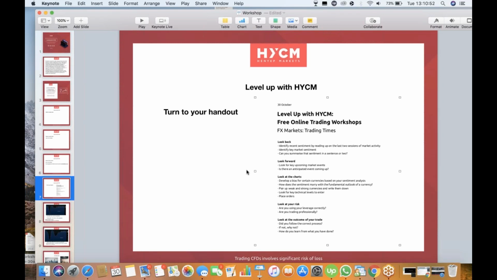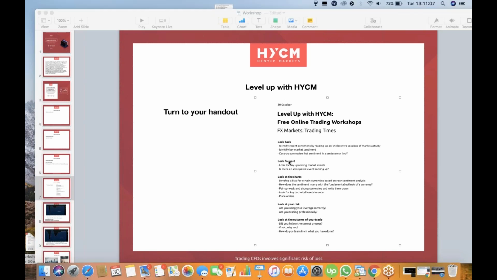You need to understand the technical analysis and the fundamental analysis of trading. And this handout will remind you of these concepts. So it's looking back, looking forward, looking at the charts, looking at your risk, looking at the outcome of your trade. So these are some of the key pillars of successful trading: fundamental analysis, technical analysis, and risk management, as well as trading psychology. So this is some of the ways I've tried to simplify the whole concept for you.